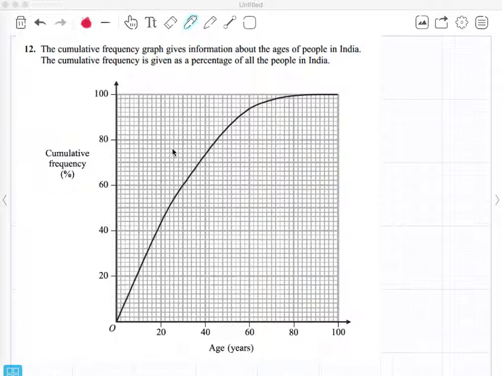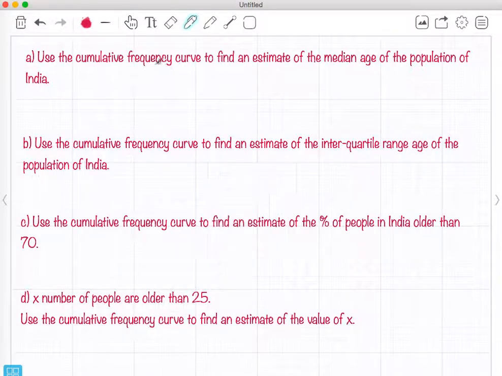This is a short video just showing how we interpret cumulative frequency graphs. I've got one here from an old Edexcel International paper, and we've got a nice cumulative frequency graph. We've got the age up to 100 of people in India, and we've got the frequency and the cumulative frequency up the side. Cumulative frequency always goes on the y-axis, and your other data goes on the x. And we want to use the cumulative frequency curve to find an estimate.